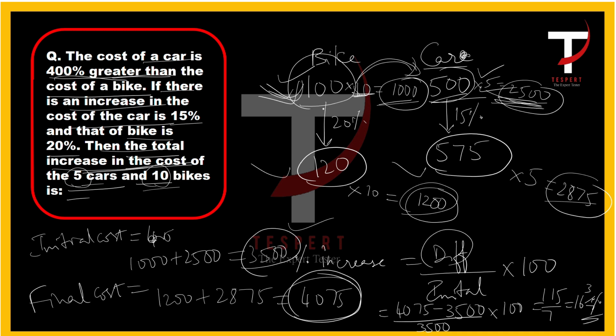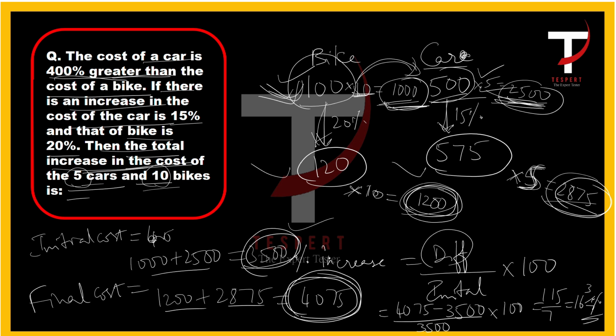Okay, but in the second case, the price of the bike is increased by 20%, so it becomes 120, and here the price of the car is increased by 15%, which becomes 575. In this case also calculate the price of 10 bikes, 120 into 10, which is equal to 1200, and in this case calculate the price of 5 cars, 575 into 5, which is equal to 2875, right? So add the initial values, initial value of 10 bikes and initial value of 5 cars, 1000 plus 2500, which is equal to 3500, and the final price of the second case, final price of 10 bikes plus final price of 5 cars, which is equal to 4075.